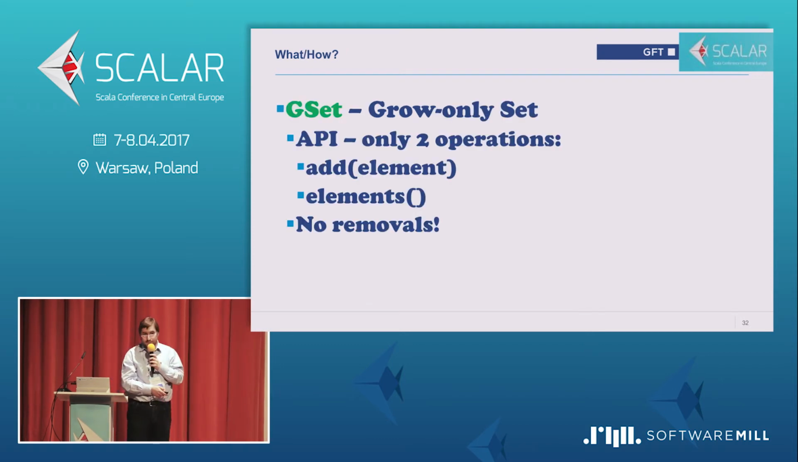Let's start with the simplest CRDT. It's the grow-only set. The API has just two operations: add an element and get all elements. It doesn't allow for removals. Removals are a problem, but we can deal with them in a minute.